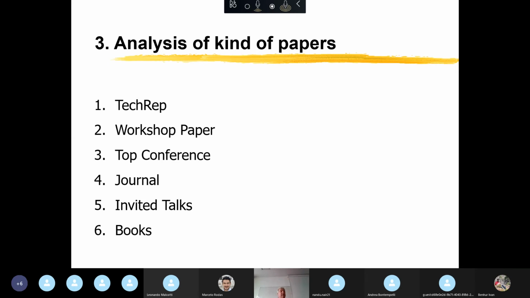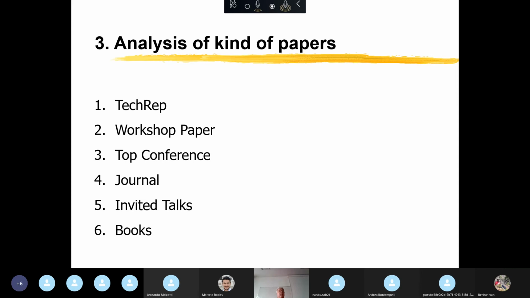So what do I mean by workshop? Usually by workshop, I mean workshops which are attached to top conferences. For any field, if you look at the top conferences, there are a lot of workshops attached to them. This is not new. I think we started like 20 years ago. When I was young, there was only one conference.